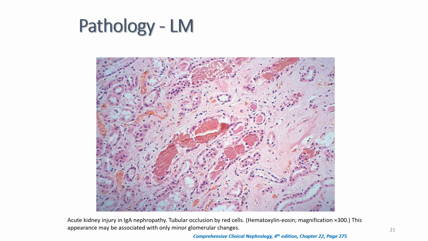Here are tubules occluded by red blood cells, as here, with heavy hematuria causing acute tubular necrosis. This is regarding light microscopy.